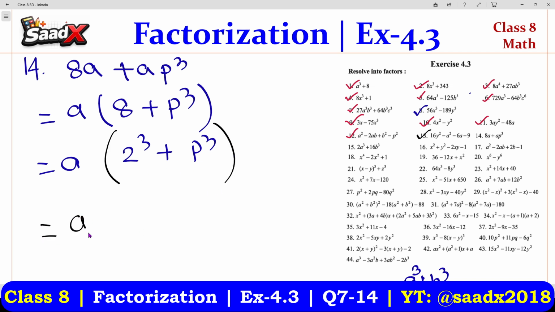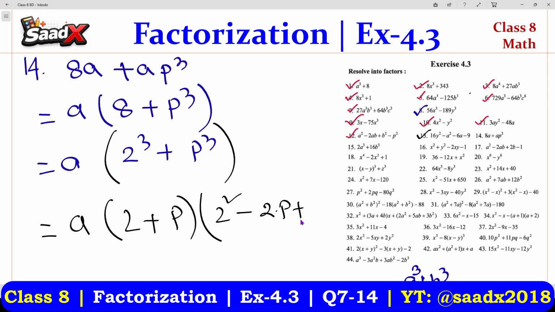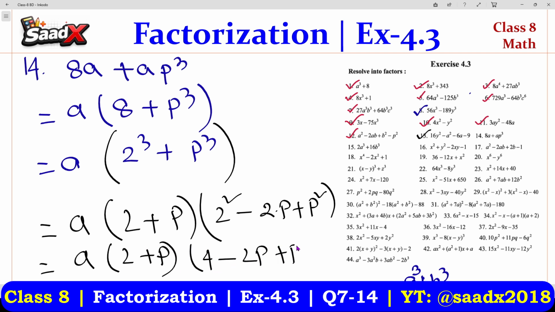Now we can write 2 plus p, then 2 square minus 2 times p plus p square. It means p square. So our answer will be a times 2 plus p and then 4 minus 2p plus p square. This is our answer. So number 14 done.